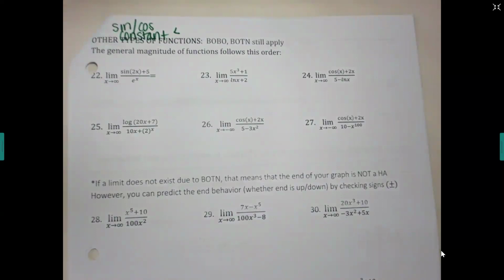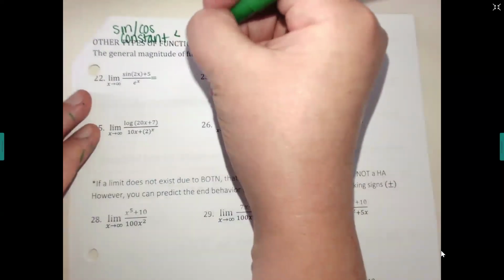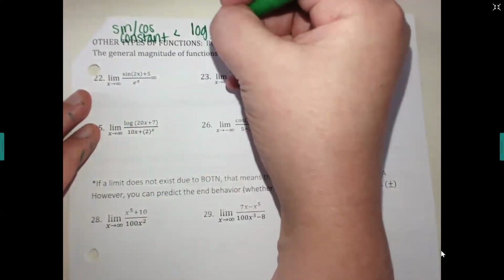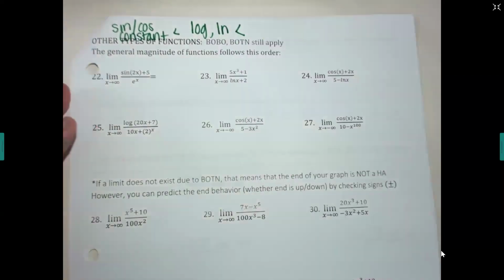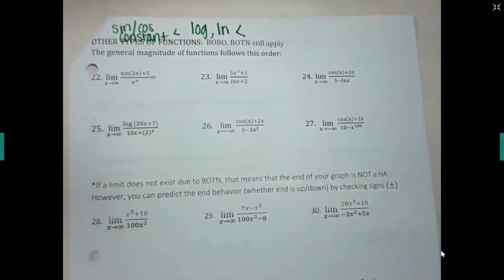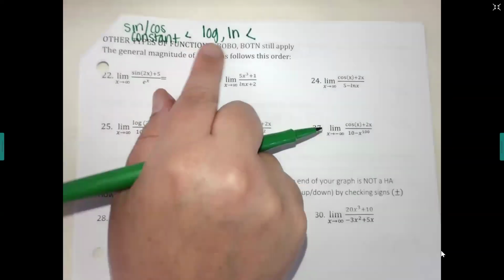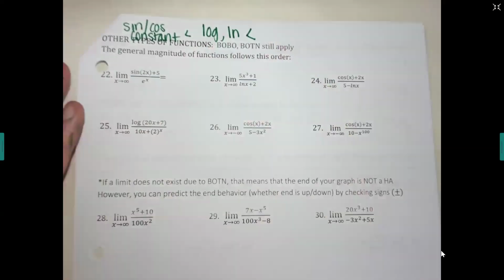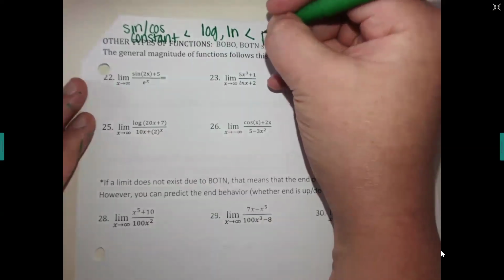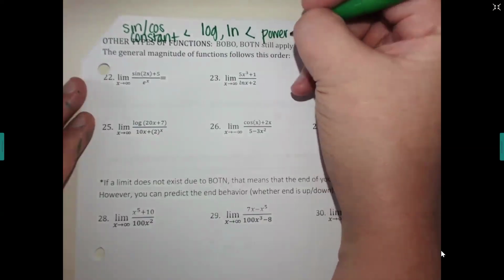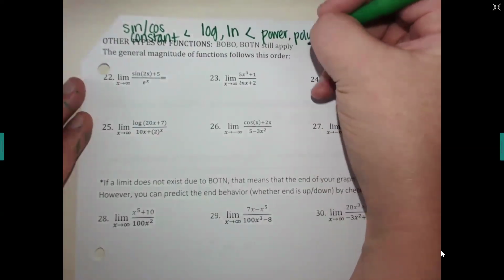The next biggest category is any logs. That also includes natural logs. So this is going from smallest to biggest category. So this is the smallest. Logs are the next category. The third category is any power function. Okay, these are also sometimes called polynomials.